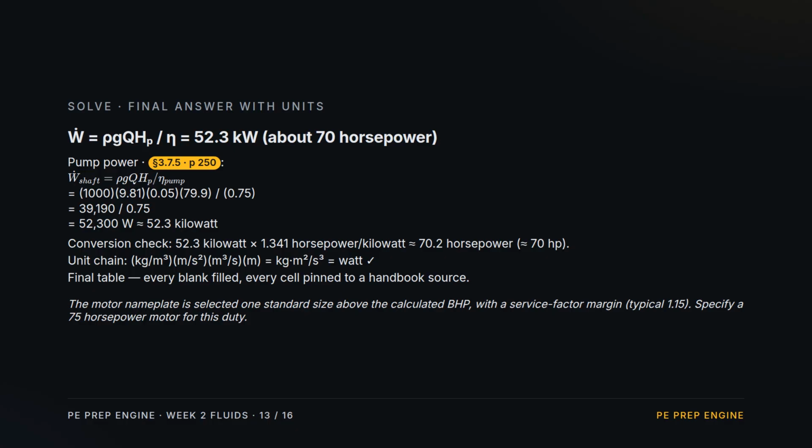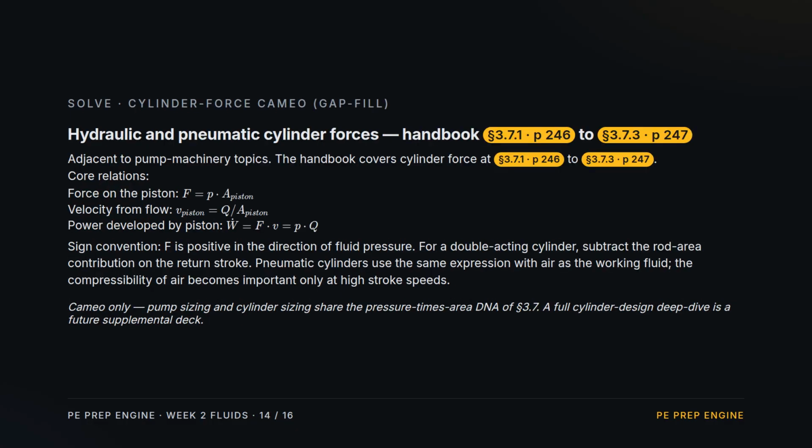Cylinder force cameo, adjacent to pump machinery. 3 relations to remember. Piston force is pressure times piston area. Piston velocity is flow divided by piston area. And power developed equals force times velocity, which simplifies to pressure times flow. For a double-acting cylinder, subtract the rod area contribution on the return stroke. A full cylinder design walkthrough is a future supplemental deck.